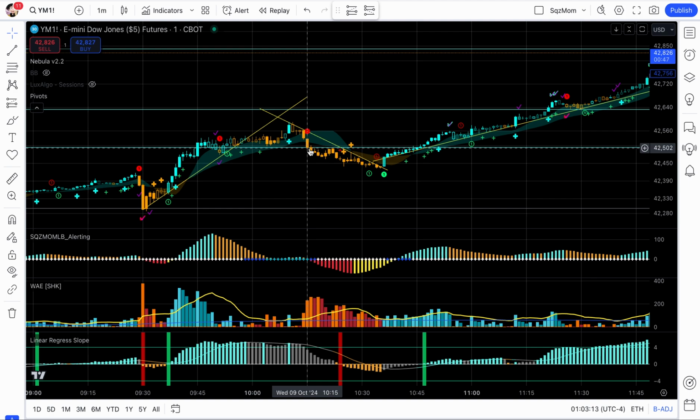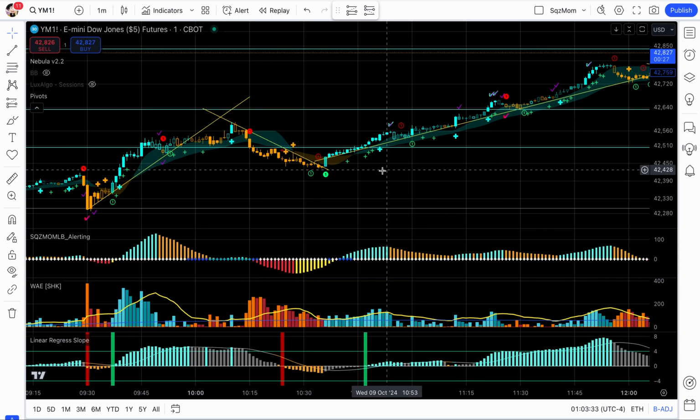Let's see if we got in. It's about 502 here. If you stayed in while Nebula keeps those solid bright red candles, you can get out here, maybe about here, 454 from 5. You're looking at probably 40 points a gain right there on YM.